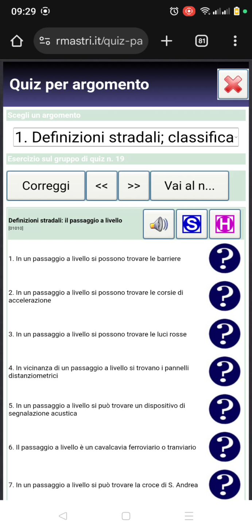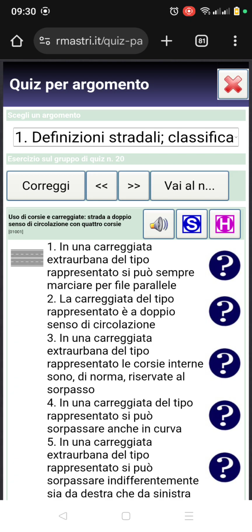So the last lesson I did was Passaggio a livello, which is the train crossing. I've already done the lesson on Passaggio a livello. So today we've been doing the lesson on uso di corsia. So how to use the lane, carreggiata, and how to use the carriageway. Strada a doppio senso di circolazione con 4 corsie. So how to use the lane and how to use the carreggiata of a road of two-way circulation with 4 lanes.